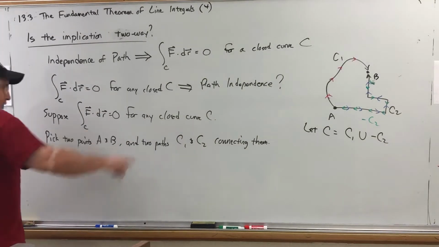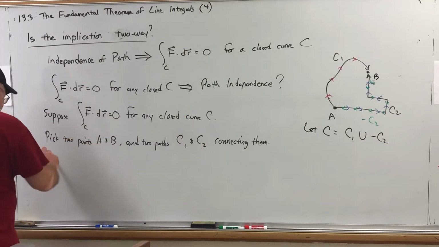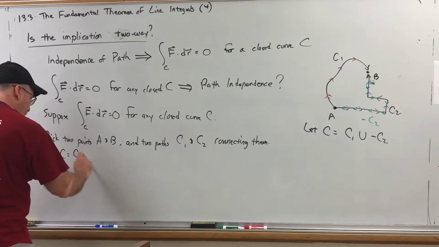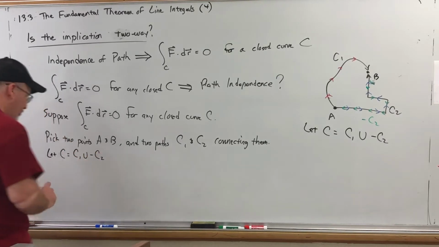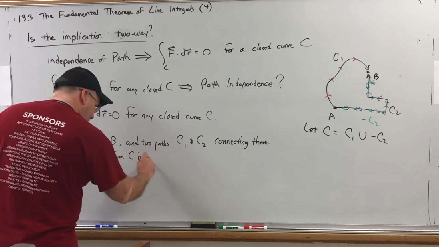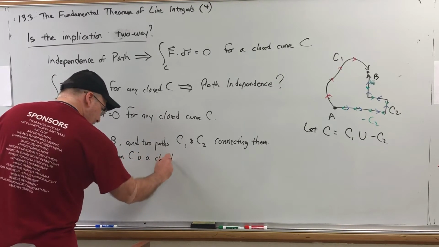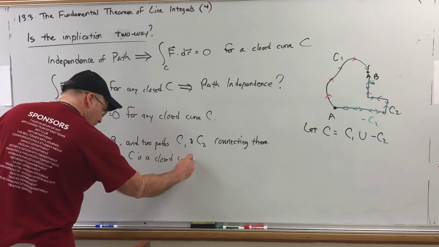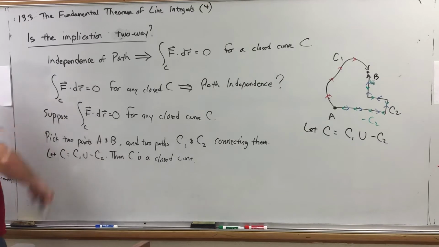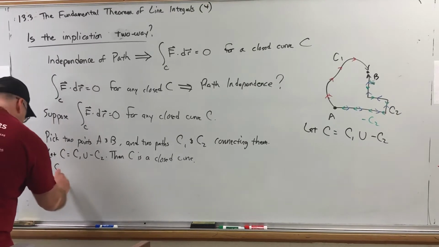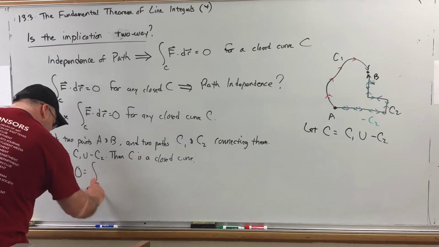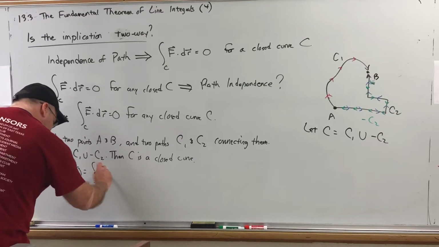So for our proof, we need to actually state that as part of it. Let's let path C be the union of C1 and the negative of path C2. Then C is a closed curve, because it ends where it begins. And what are we supposing about closed curves? Their line integral is equal to 0. So 0 is equal to the line integral over path C of F dot dr.